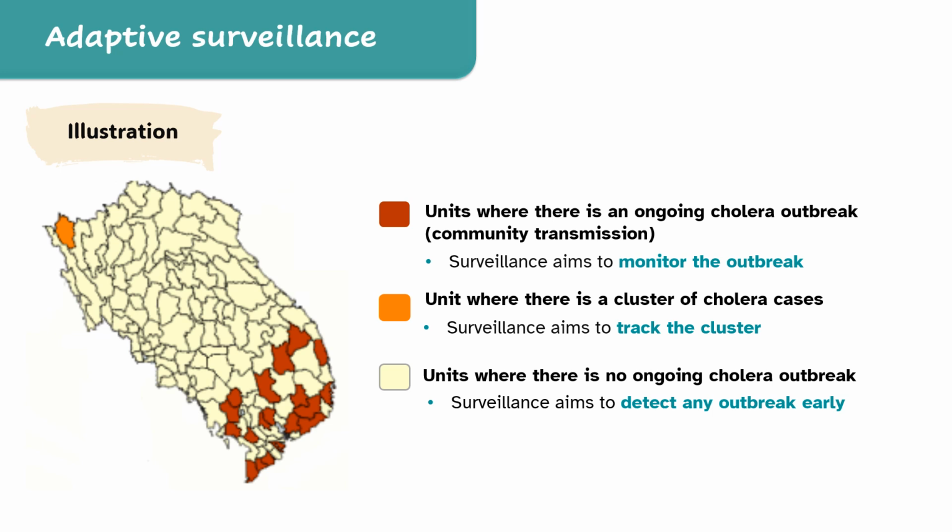In other surveillance units of the country, currently there is no cholera outbreak. Those are represented in yellow on the map. In these surveillance units, the current surveillance objective is to detect any cholera outbreak early in order to trigger rapid response measures. Because the cholera situation is heterogeneous in this country, different surveillance strategies currently apply in different surveillance units. This is adaptive cholera surveillance.